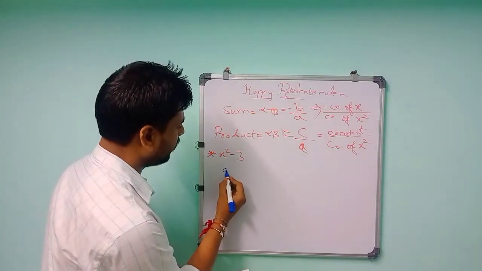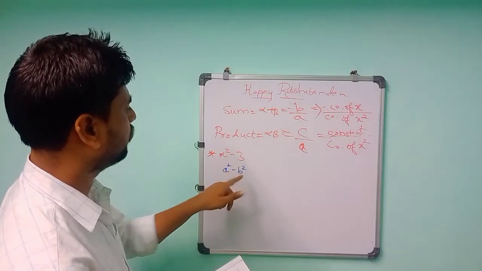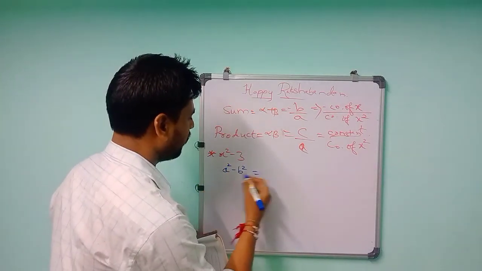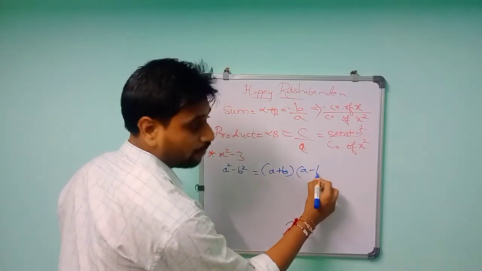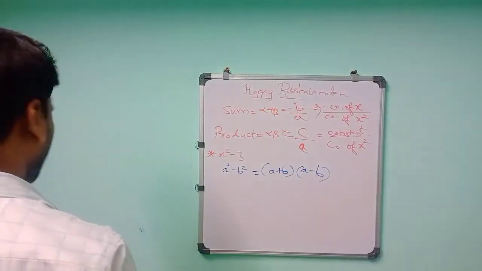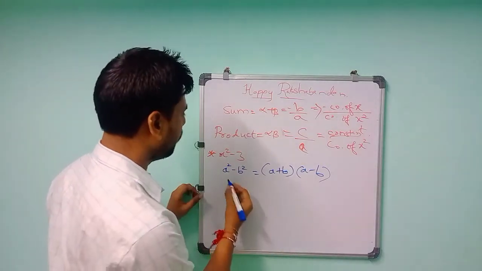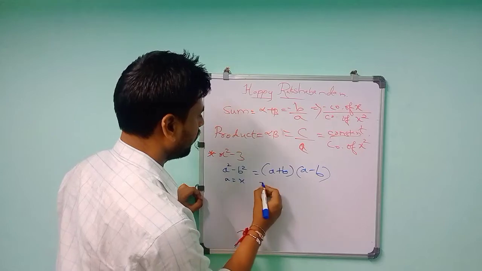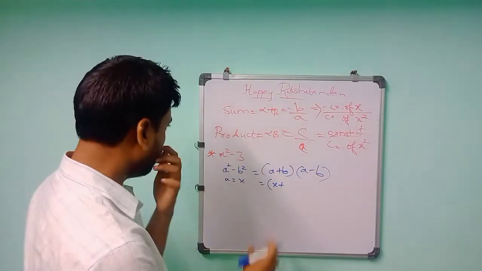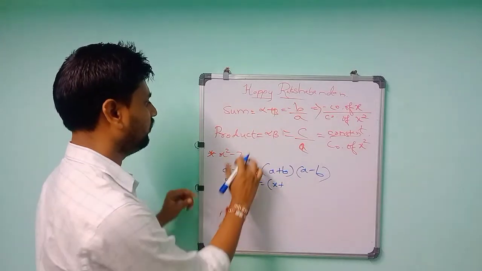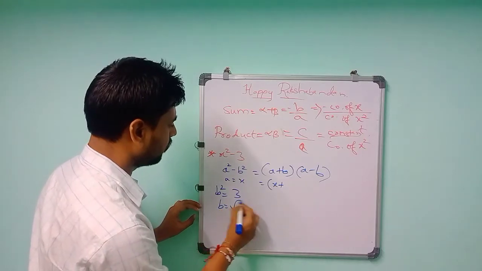If you see correctly, it is in the form of a square minus b square. So this is a square, this is b square. The formula for a square minus b square is a plus b into a minus b. Here a square is x square, so a will become x. So here x plus b. We don't know the value of b, but we know b square is 3, so b will become root 3.